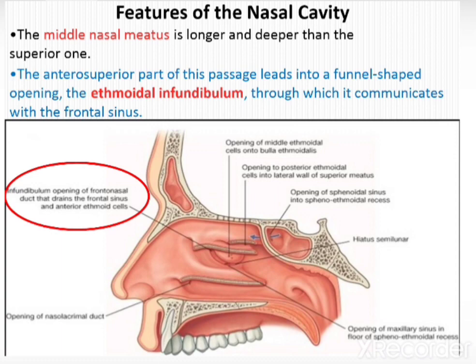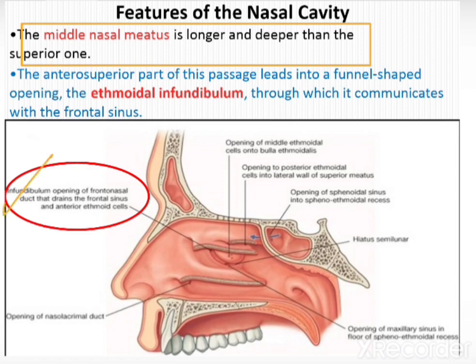The middle nasal meatus is longer and deeper than the superior one. The anterosuperior part of this passage leads into a funnel-shaped opening known as the ethmoidal infundibulum, through which it communicates with the frontal sinus. So this is the infundibulum, which is the opening of the frontonasal duct, and this drains the frontal sinus and the anterior ethmoidal cells.